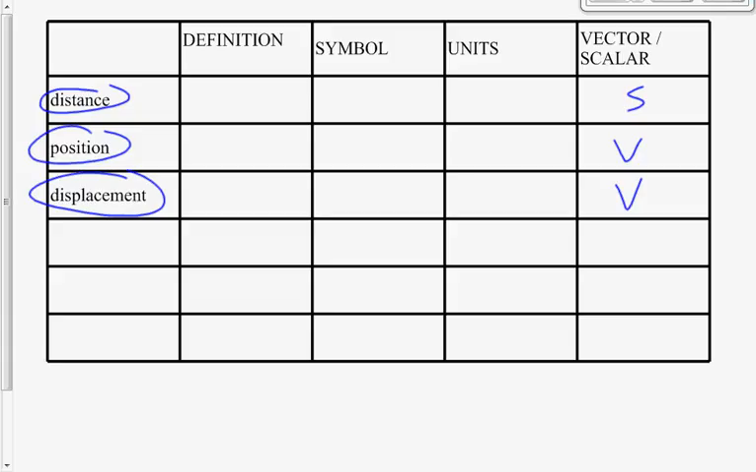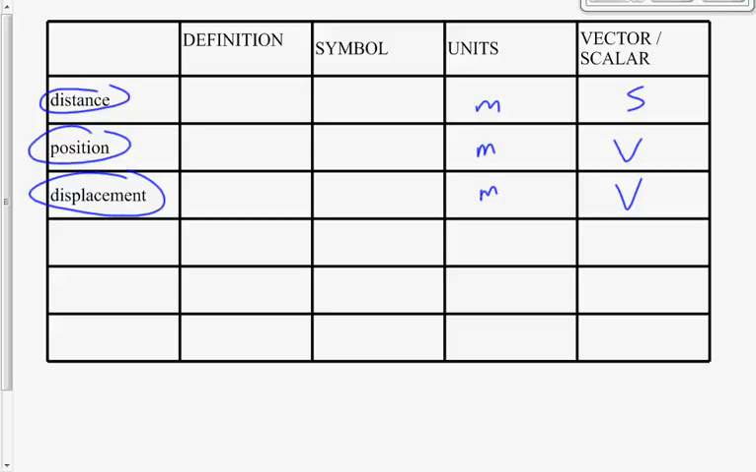The units for all three of them are going to be meters, although you can sometimes use kilometers or even millimeters or centimeters. But the standard unit is meters. If in doubt, go with meters because meters always works. The other units sometimes work. Meters always works.